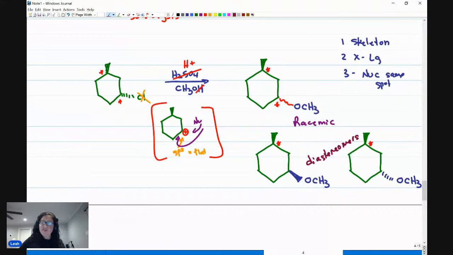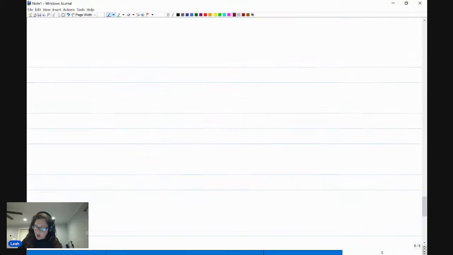So they are racemic, yes. And racemic simply means that we have, I think of it as a race between R and S, in that we have both. I think that covers the basics for an SN1 reaction. So let's jump on over to SN2.